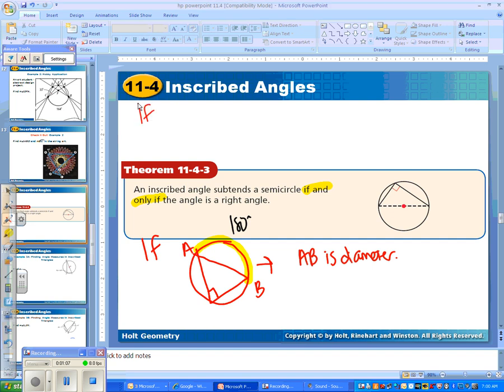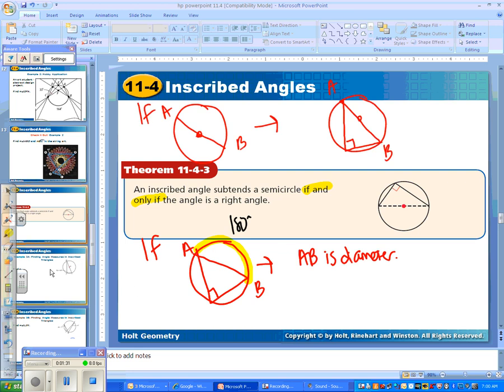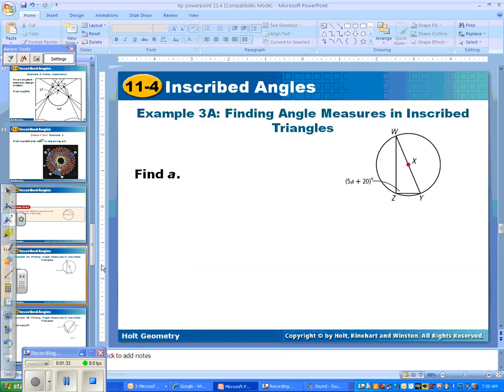So if you know that AB is a diameter, okay, so here's the center, here's AB, then that means that if you connect AB to any other point on the circle, that point has to be a right angle. Okay, so that's what this theorem says, and we're going to use it to help us solve problems like this.